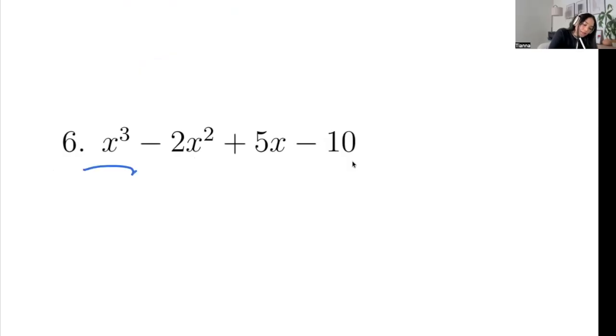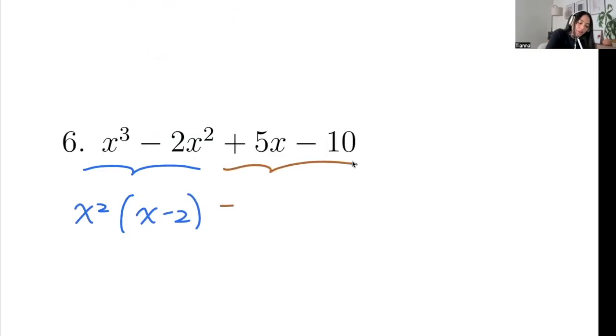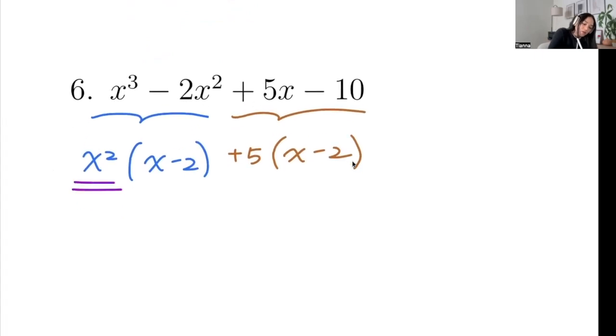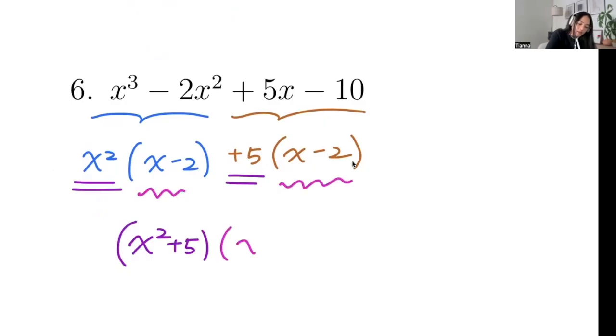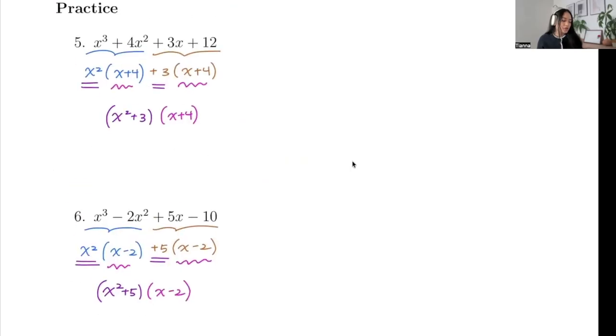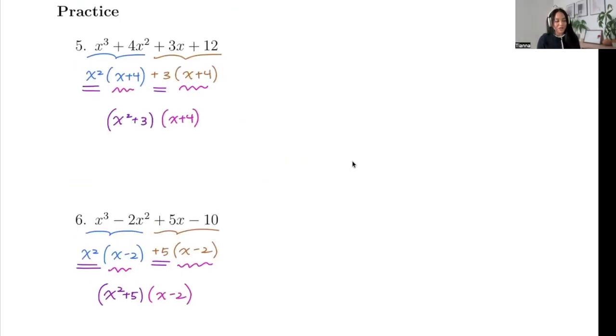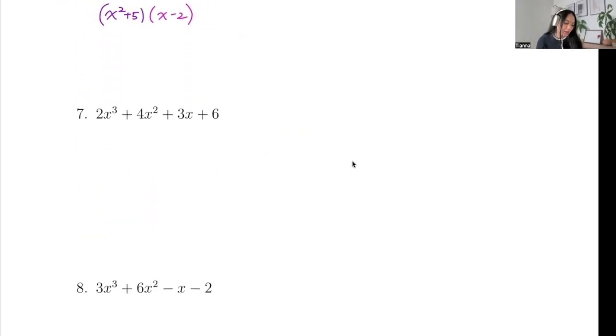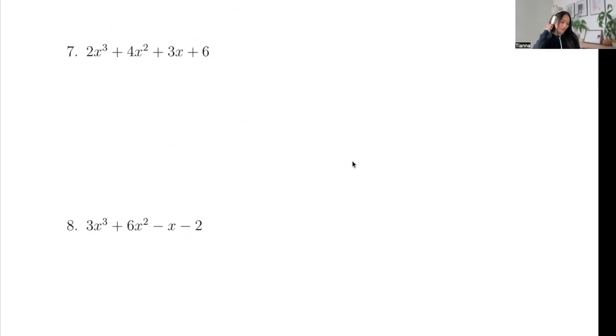Number 6: we pull out an x squared, with x minus 2 inside the parentheses. From our last two, a positive 5, and then x minus 2 inside of our parentheses. Group our outsides and our insides. Perfect. Hope this is what you guys got. If not, go back and try it again. But I'm gonna pop up the last two practice problems here.